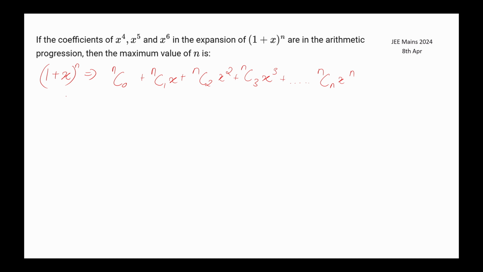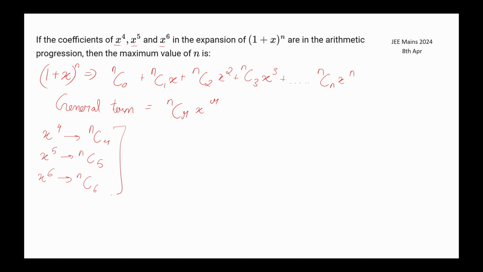And what is the general term in this equation? The general term of course is ncr x to the power r. So if my general term is this, I have to find out the coefficients of x to the power 4, 5 and 6. That means what would my coefficients basically become? For x to the power 4, my coefficient would be nc4. For x to the power 5, my coefficient would be nc5. For x to the power 6, my coefficient would be nc6.